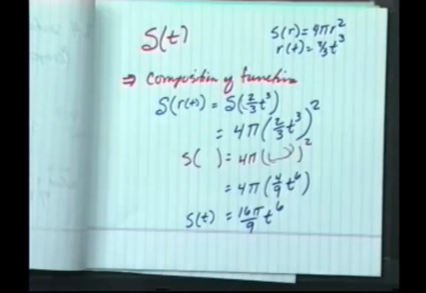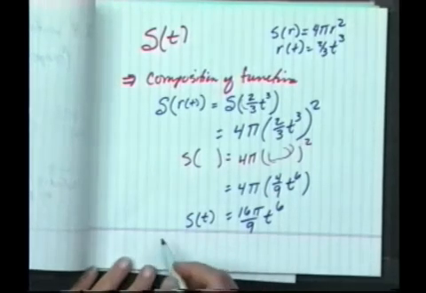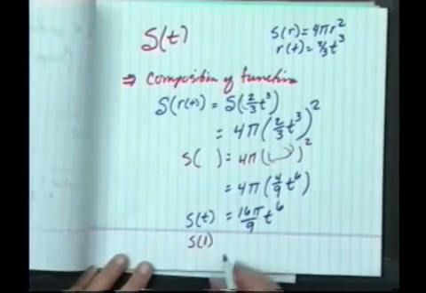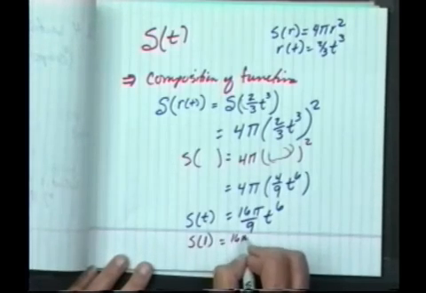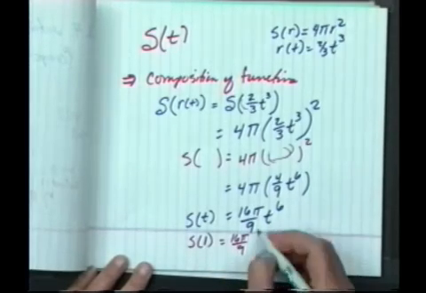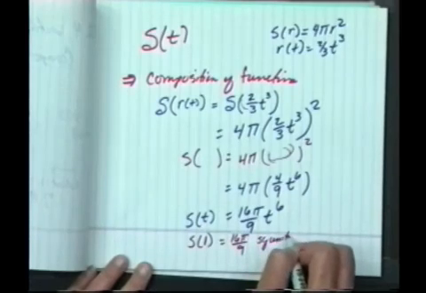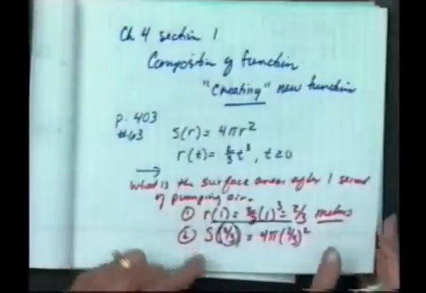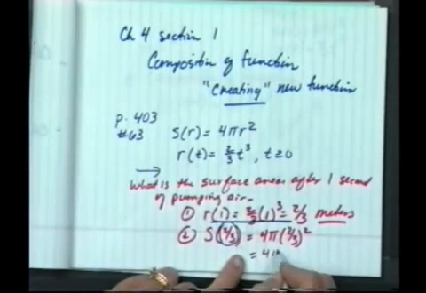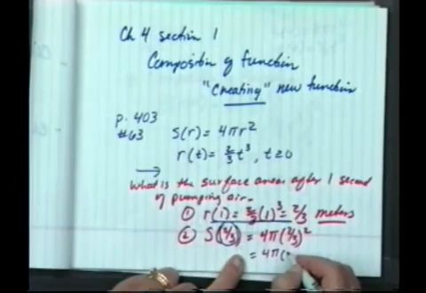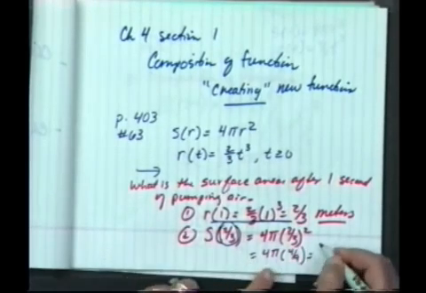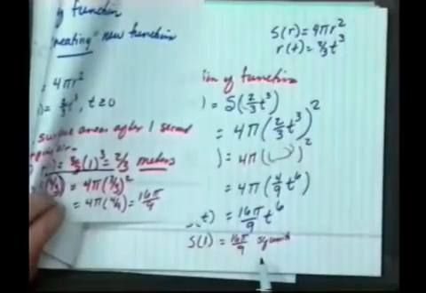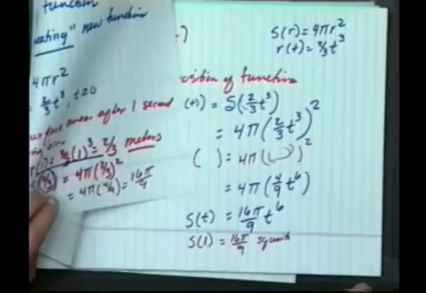I'll go back and clean all this up in just a second. If we go back to our previous problem, the surface area after 1 second is going to be 16 pi over 9, and that would be square units because it's area. All right, let's back up and look at the answer we got. This is 4 pi. If you square 2/3, you get 4/9, and you will get your 16 pi over 9. And they match.